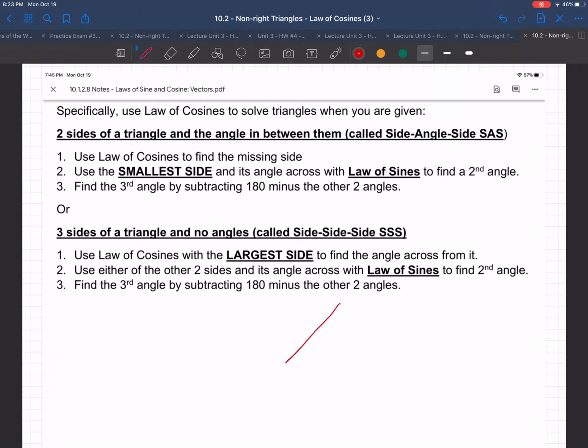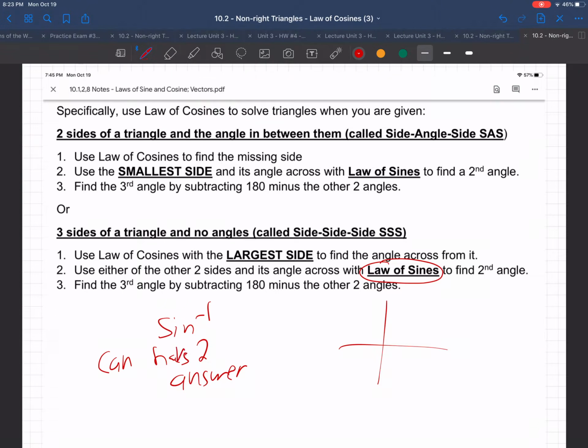Well, it's because the next step we're going to use the law of sines, and whenever you use law of sines, you don't want to use the largest side. Why? Because inverse sine can have two answers. What do I mean? Between 0 and 90 and 90 and 180. Remember how all students take calculus? Sine is positive in both those quadrants.